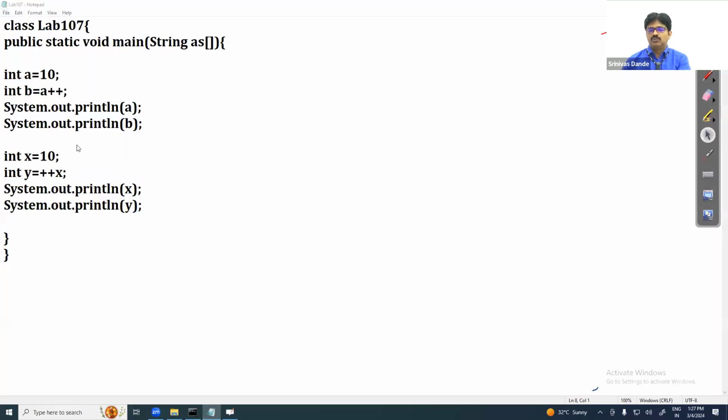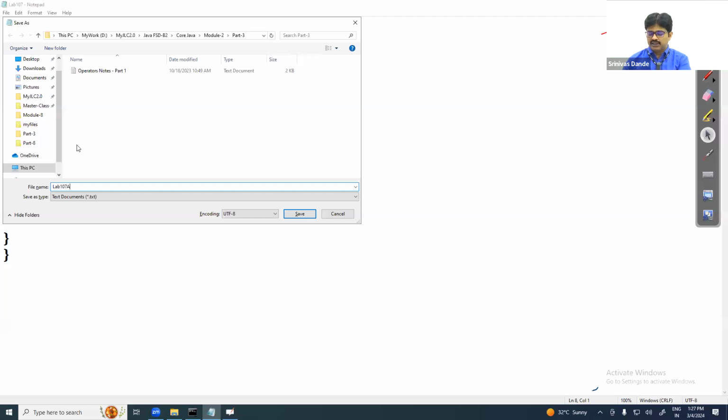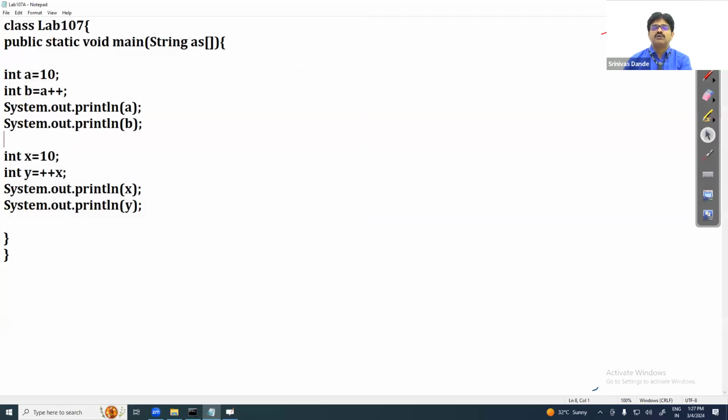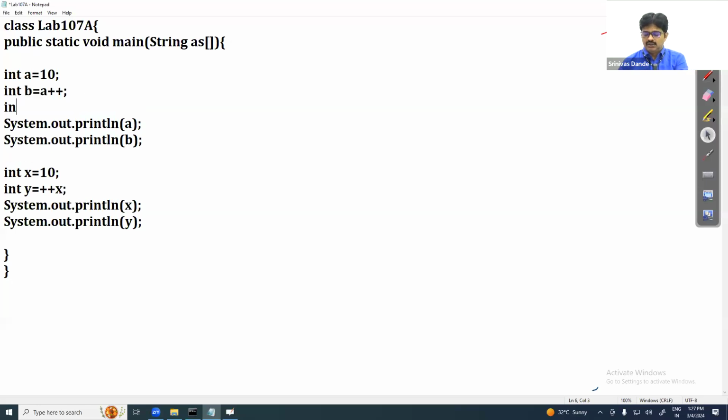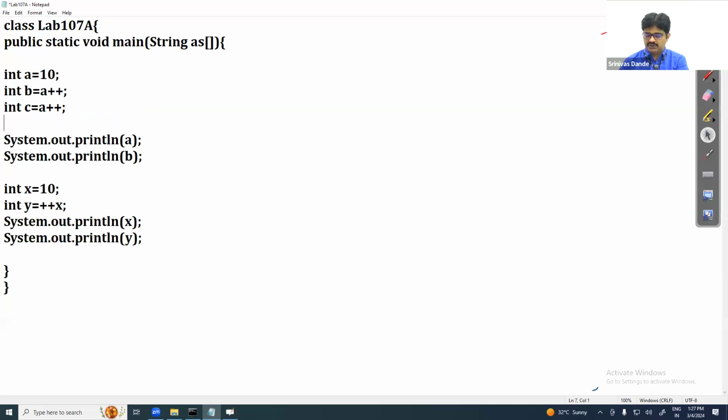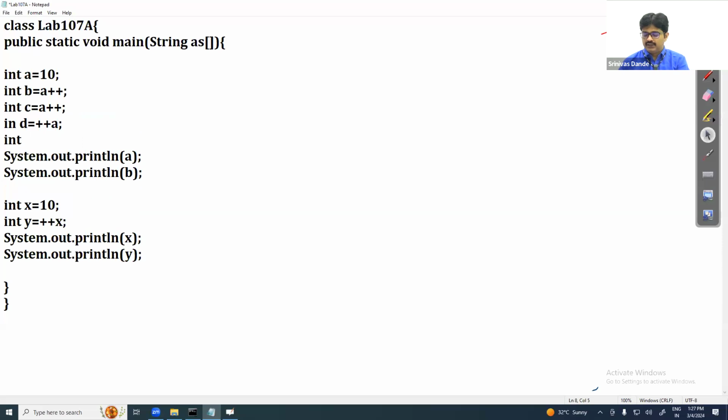Next, one more. This lab is not there in the booklet. I'll try to add if possible, otherwise no. 107A. We'll do so many cases now. int B equals A plus plus. Next, int C equals A plus plus. Full practice of this. int D equals plus plus A.